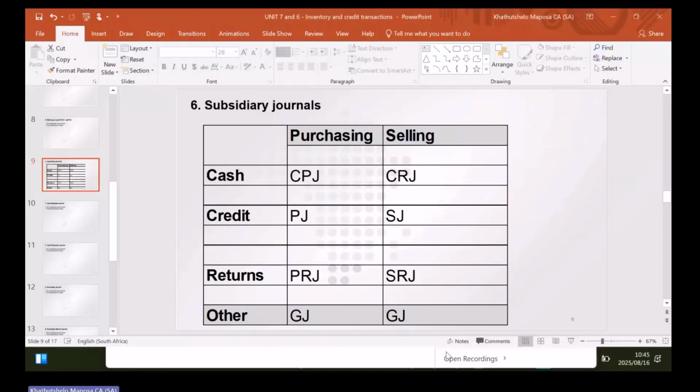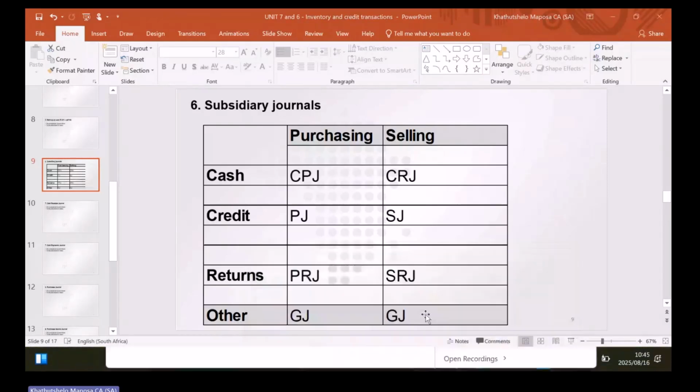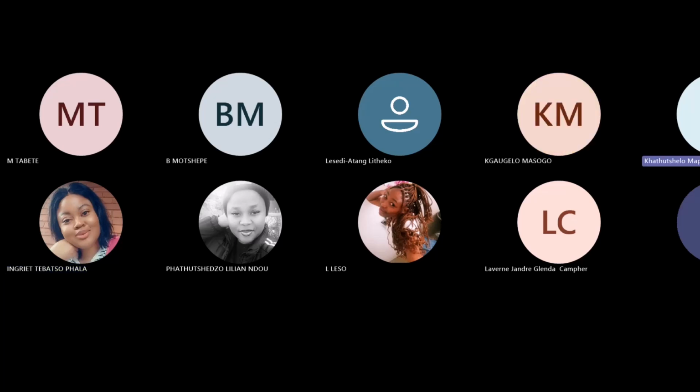Let me ask a question. Is there anyone who still has a challenge understanding which book to record what transaction in? Let's see by the raise of hands. It sounds like a lot of information to grasp. Those that do not fit any of the six items above will then go to the general journal. I've listened to what he's saying, what is uncertain, where it needs to be recorded.